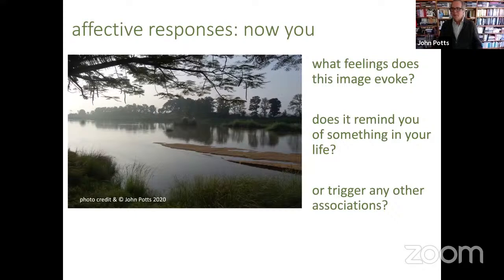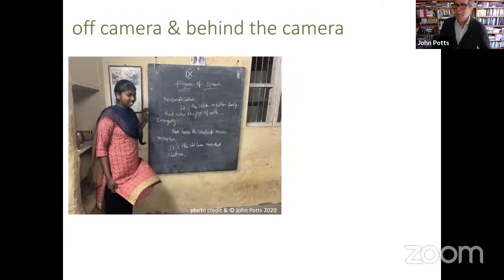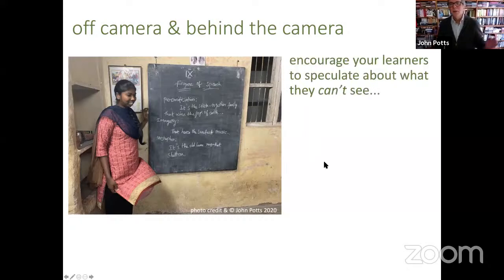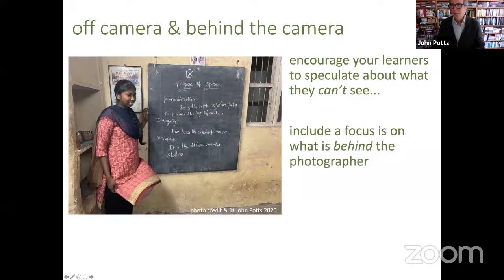Now here's another way of looking at pictures. We've looked at what's in them. So this is going to be a bit of a paradox. We're now going to look at what's not in them. So have a look at this picture and it shows, well, you can see what it shows. My question is, what do you think is not in the picture? So encourage your learners to speculate about what they can't see. So what do you think is to the left of her? What do you think is to the right? What do you think is behind the photographer? I mean, I'm standing there, but what's behind me?